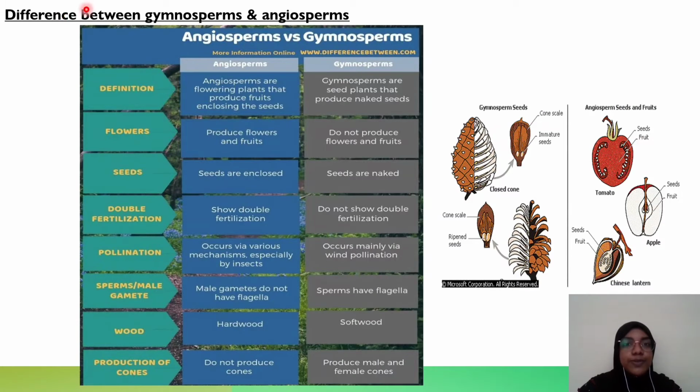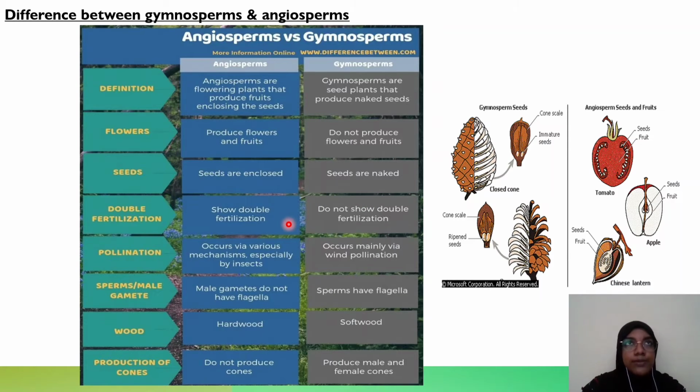Difference between gymnosperm and angiosperm. Angiosperms are flowering plants that produce fruits enclosing the seeds. Meanwhile, gymnosperms are seed plants that produce naked seeds. The easiest thing to remember is angiosperms produce flowers and fruits. So fruits happen from reproduction, right? Angiosperms reproduce through double fertilization, meanwhile gymnosperms do not show any double fertilization.